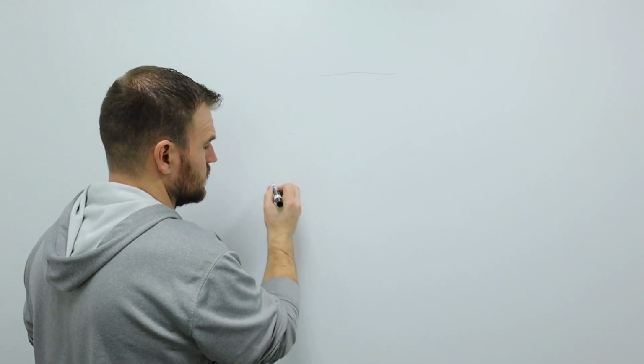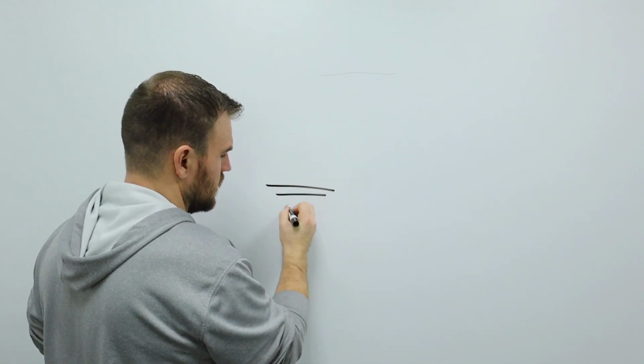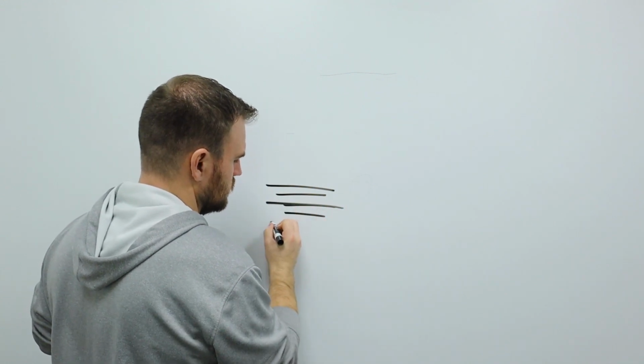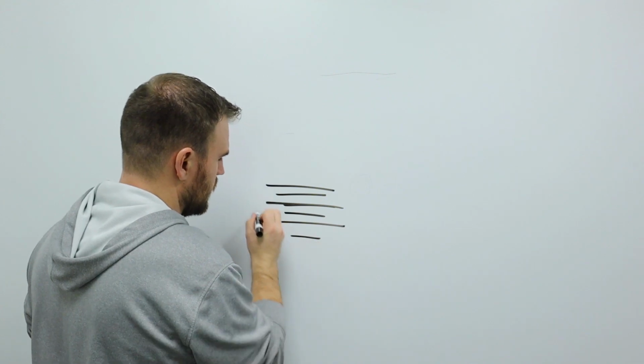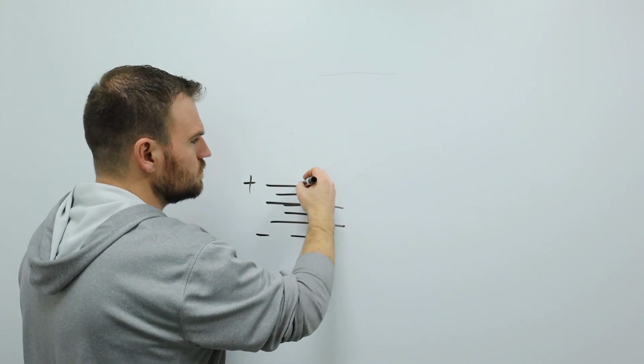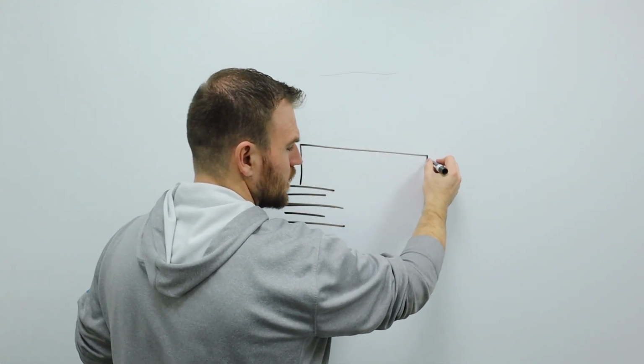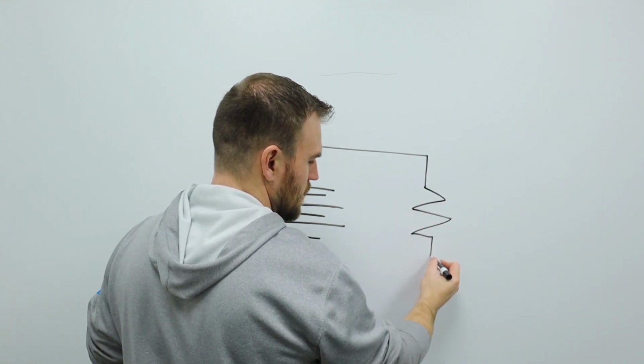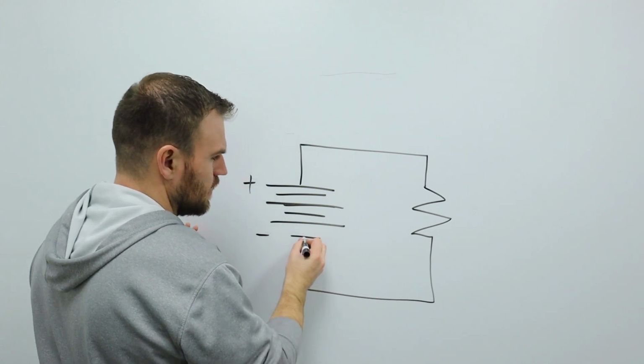So if we had a battery, let's go ahead and use a battery for this one. All right, we got a negative, we got a positive. We're going to come up from the battery, and we're just going to draw it as a resistor. Go down, and come back.